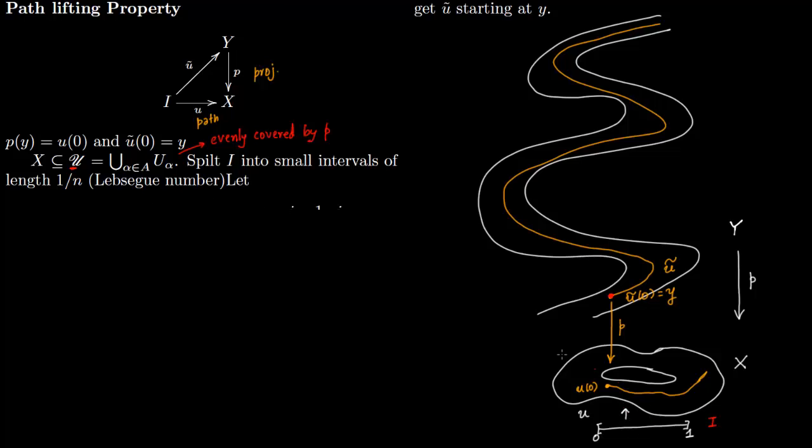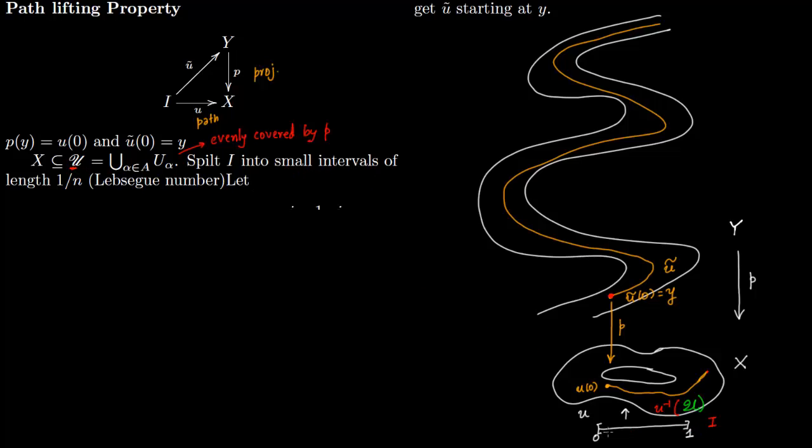Now you have a cover of X, so that cover of X will also cover this path. Once that cover of X covers this path, you can get a cover of interval I by taking U inverse of the cover. So U inverse of this curly U will give you a cover of this interval I.